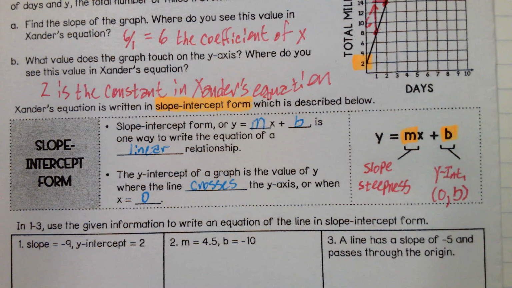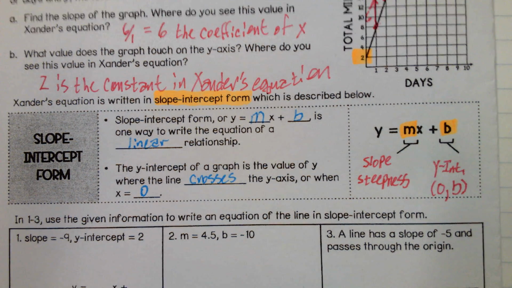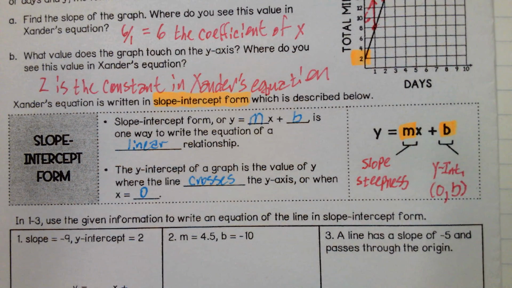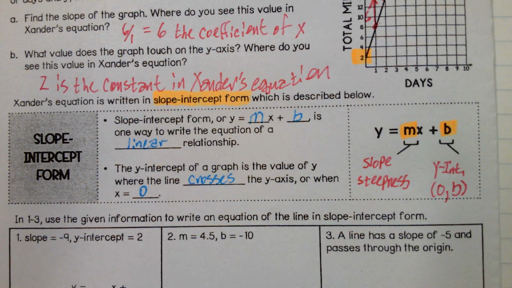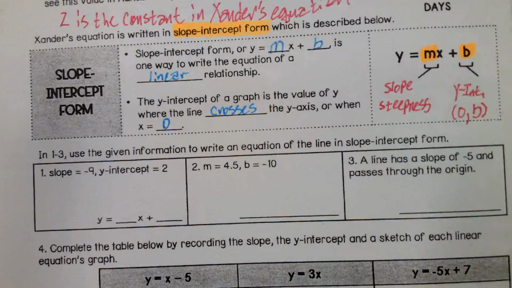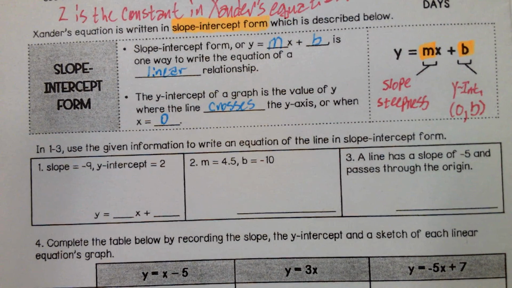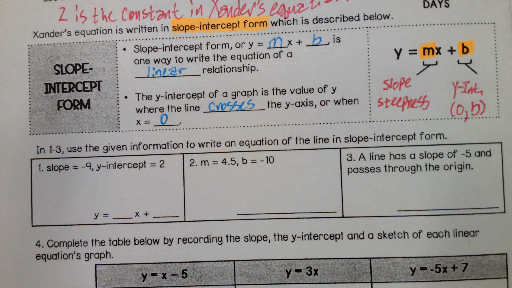Okay, any questions? Okay. So just remember, if you know the slope and the y-intercept, you can write the equation of the line. Take a look at these examples 1 through 3. They're basically giving us the information of the slope and the y-intercept in 3 different ways.